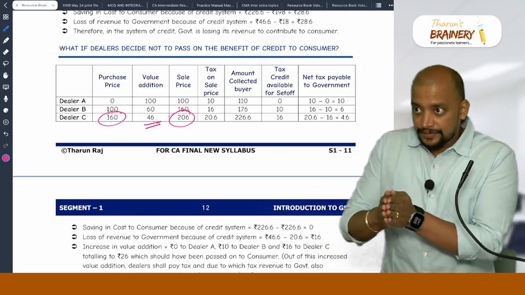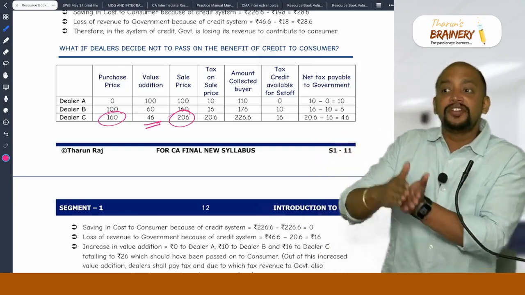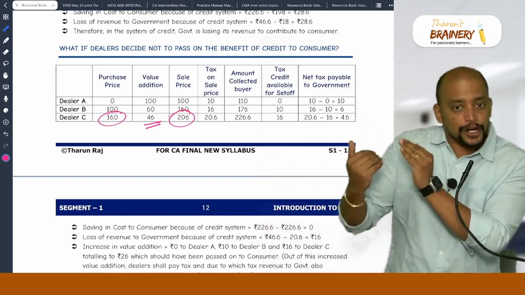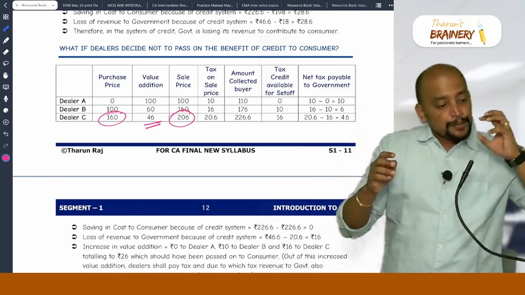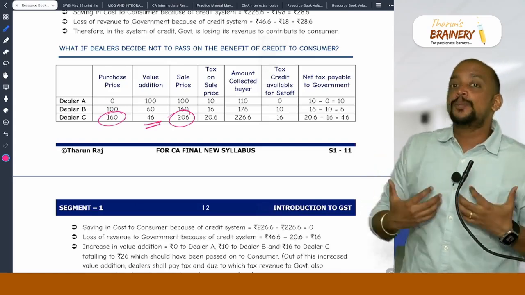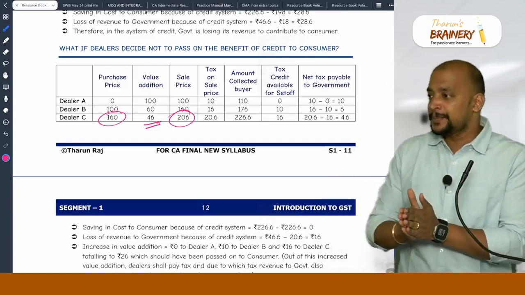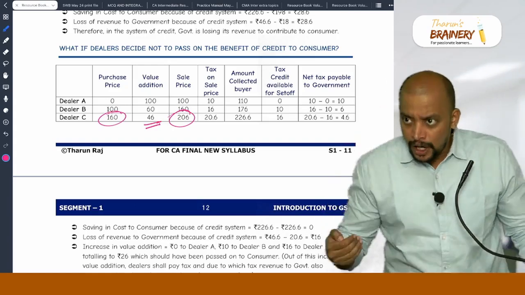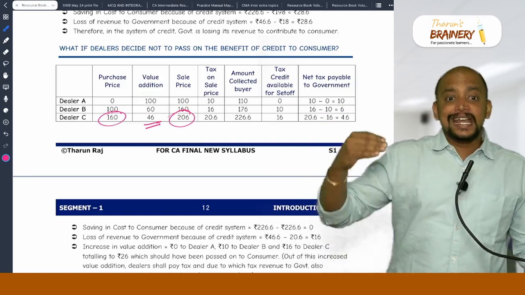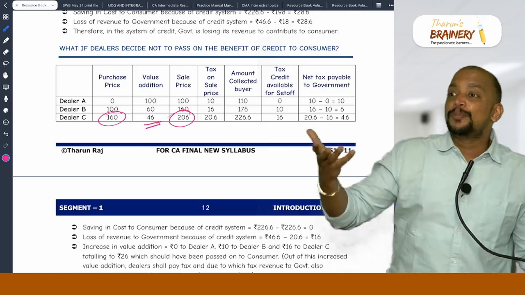The traders or the people who are involved in the supply chain have not transferred the benefit of ITC to the buyers, so the price did not get reduced. They retained the same price, because of which their profit has increased, and this is known as profiteering. You understood what this term is known as? Profiteering. So what is profiteering? Not passing on the benefit of ITC to the buyer. By retaining the same price, your profit will increase. So this is known as profiteering.